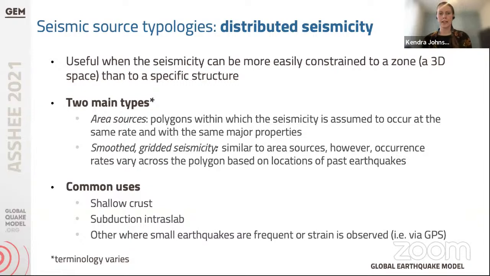On the other hand, there's smoothed seismicity, in which a similar workflow is used as for area sources, but in the final steps, the occurrence rates are varied across the polygon based on some sort of data, such as the locations of past earthquakes. And so areas where we expect more earthquakes to be occurring will see higher rates modeled within the source typology. And these are commonly used for shallow crustal sources, subduction intraslab sources, and any other place where small earthquakes are frequent or strain is observed, but we don't have enough information to use a fault source.